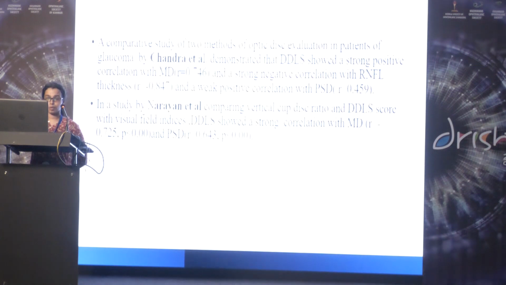Comparative study of two methods of optic disc evaluation in patients with glaucoma by Chandra et al. demonstrated that DDLS showed a strong negative correlation with mean deviation and a strong negative correlation with RNFL thickness, and a weak positive correlation with PSD. In a study by Narayana et al. comparing vertical cup disc ratio with DDLS score with visual field indices, DDLS showed a strong correlation with mean deviation and PSD.